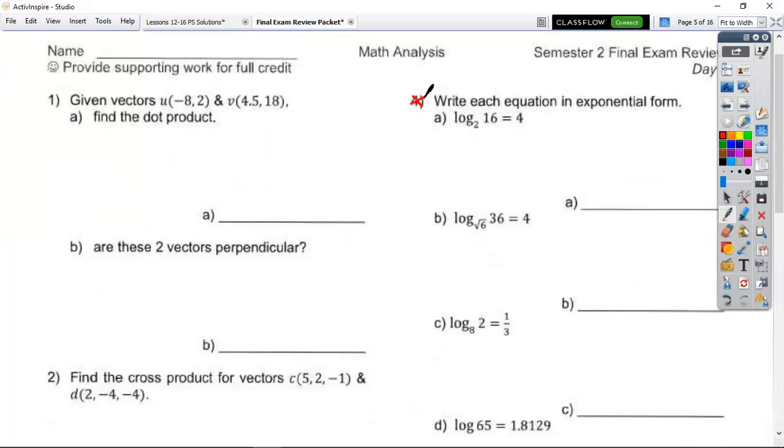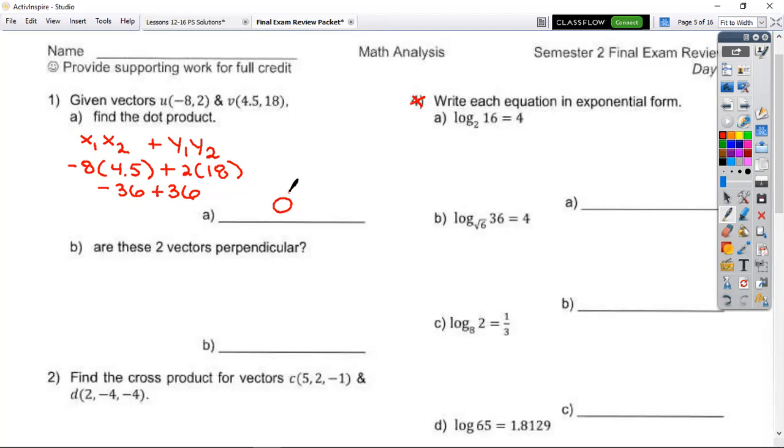And number 1, you are given vectors and you're looking for a dot product. So this is a formula, nice and easy, but it's not on your formula sheet. So what you need to know is that you're going to go x1, x2, plus y1, y2. And then you're going to just get your product from this. So I would go -8 times the 4.5. And then next, I'm going to go plus 2 times 18. So left side is -36. And the right side happens to be +36. So this adds to 0.